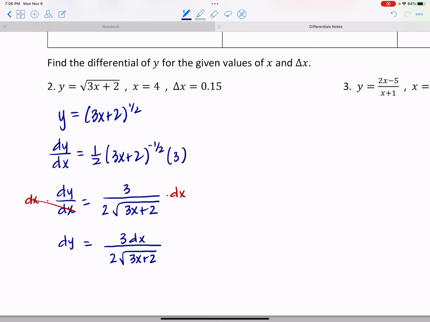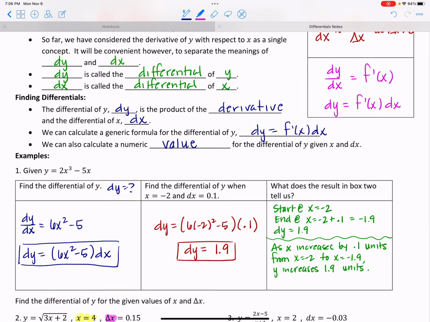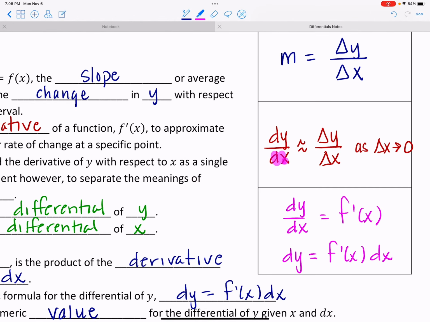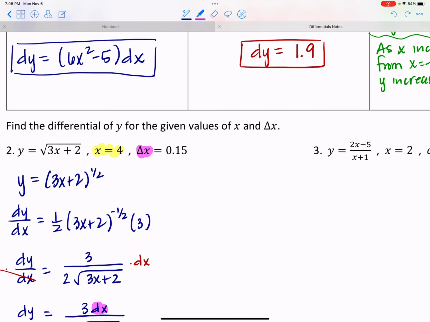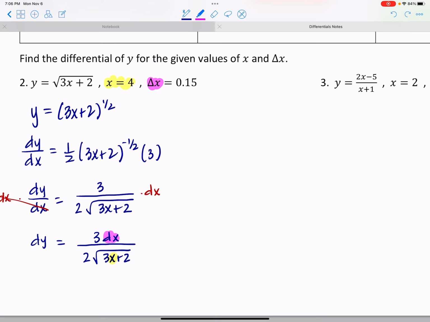Now I can use this equation to actually find a value, knowing that x equals 4. I'm going to plug x equals 4 in, and knowing that the change in x, which is a synonym there for the differential of x, that's the change in the x, and let me go back up here. Remember, the differential of x represents that change in x values. So those are two ways to give you the same information. If that differential of x is 0.15, that's going to get plugged in there.